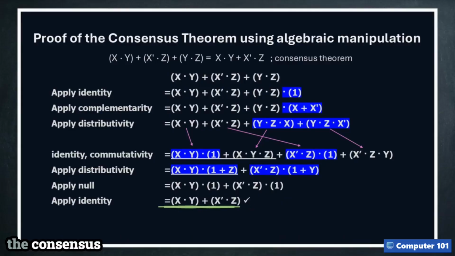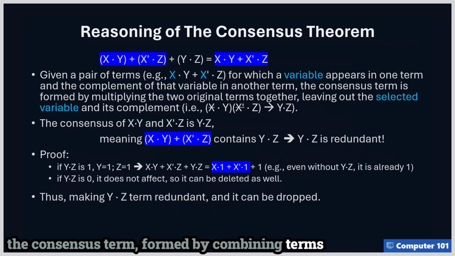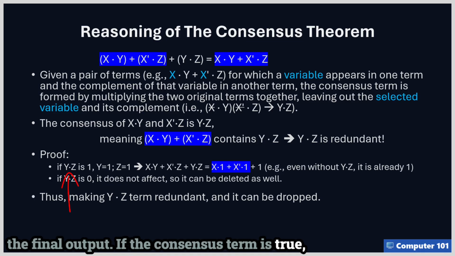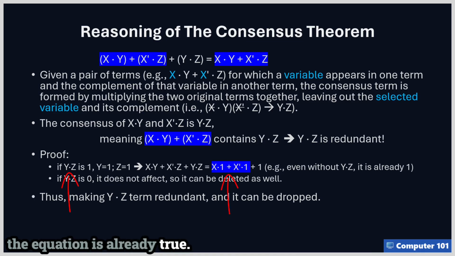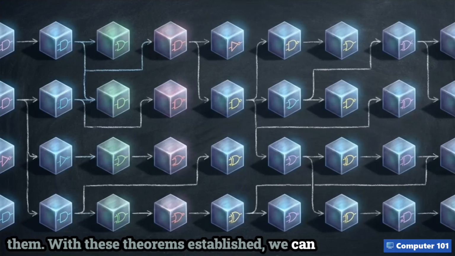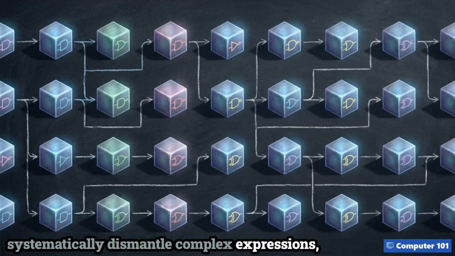This works because the consensus term, formed by combining terms that contain a variable and its complement, does not affect the final output. If the consensus term is true, the rest of the equation is already true. If it is false, it has no effect. Finally, we use the expand theorem for multiplying out expressions and the factoring theorem for grouping them. With these theorems established, we can systematically dismantle complex expressions.